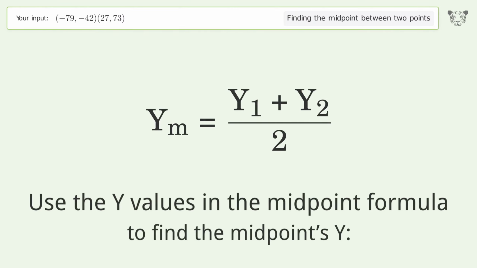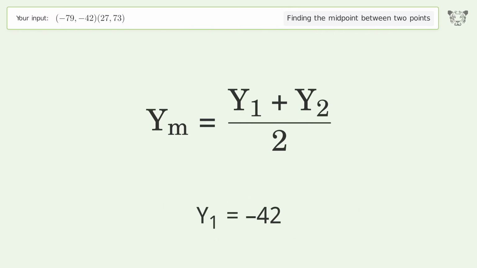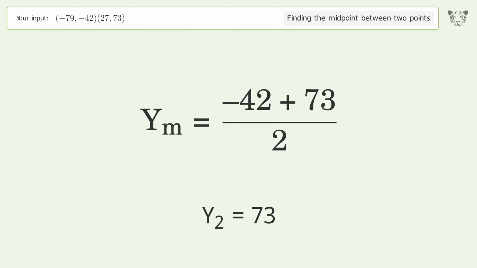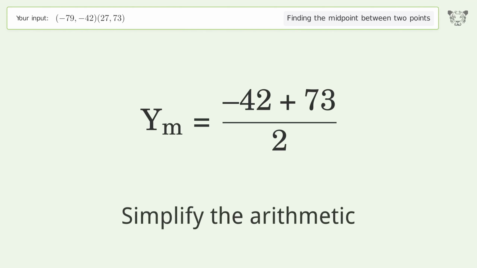Use the y values in the midpoint formula to find the midpoint's y. y1 equals -42. y2 equals 73. Simplify the arithmetic.